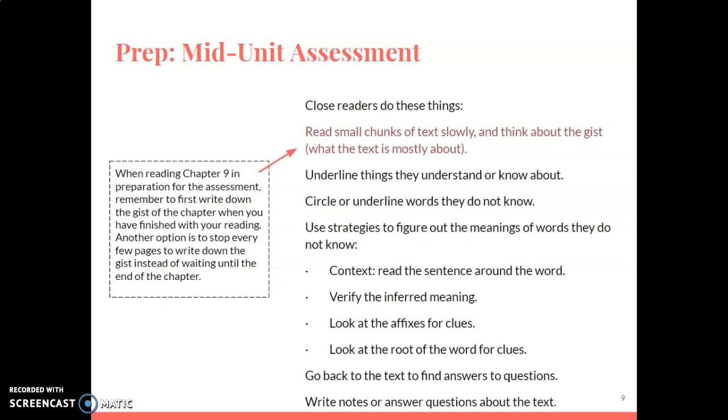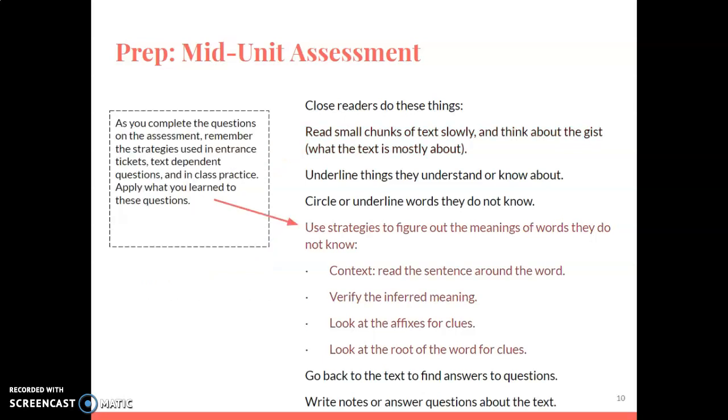When reading chapter 9 in preparation for the assessment, remember to first write down the gist of the chapter when you have finished with your reading. Another option is to stop every few pages to write down the gist instead of waiting until the end of the chapter. As you complete the questions on the assessment, remember the strategies used in entrance tickets, text-dependent questions, and in class practice. Apply what you learned to these questions.